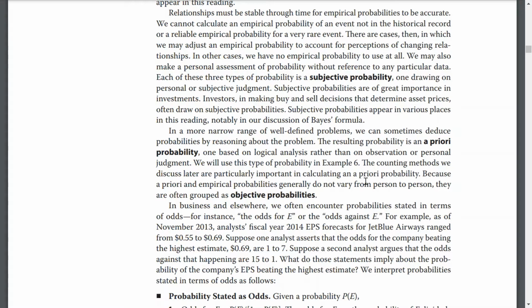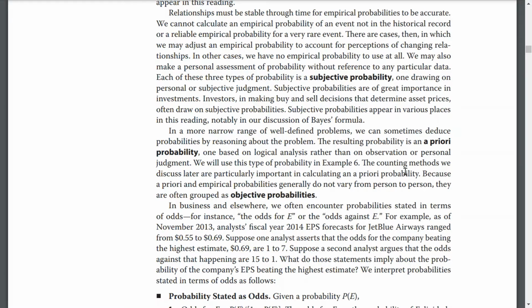In a more narrow range of well-defined problems, we can sometimes deduce probabilities by reasoning about the problem. The resulting probability is the a priori probability, one based on logical analysis rather than on observations or personal judgment. We will use this type of probability in Example 6. The counting methods we discuss later are particularly important in calculating a priori probabilities, because a priori and empirical probabilities generally do not vary from person to person. That is often grouped as objective probabilities.